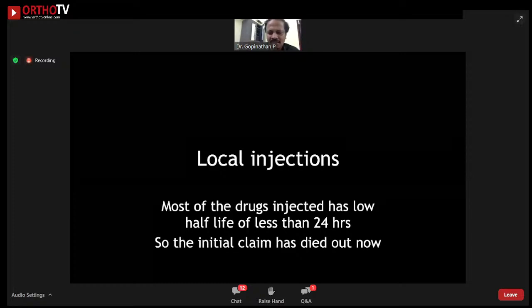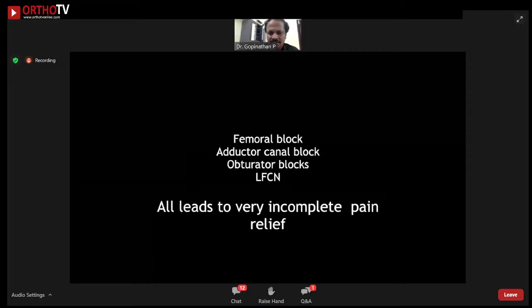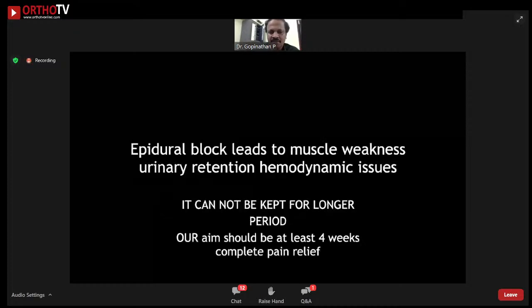So the initial claim has died out right now, and people are looking for more options rather than local injections. Femoral nerve block, adductor canal block, obturator block, lateral femoral cutaneous block, all lead to very incomplete pain relief. And the posterior pain is sometimes very severe even after these blocks.